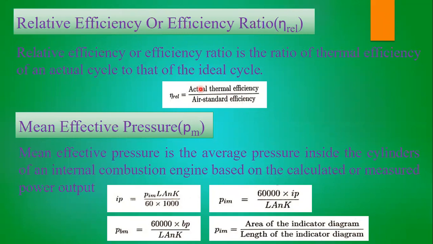In addition to these efficiencies, we have the air standard efficiency. We already know the air standard efficiency. What is air standard efficiency? Both the processes are ideal, and it is the ideal work output by the ideal work input. That is what air standard efficiency is, right?